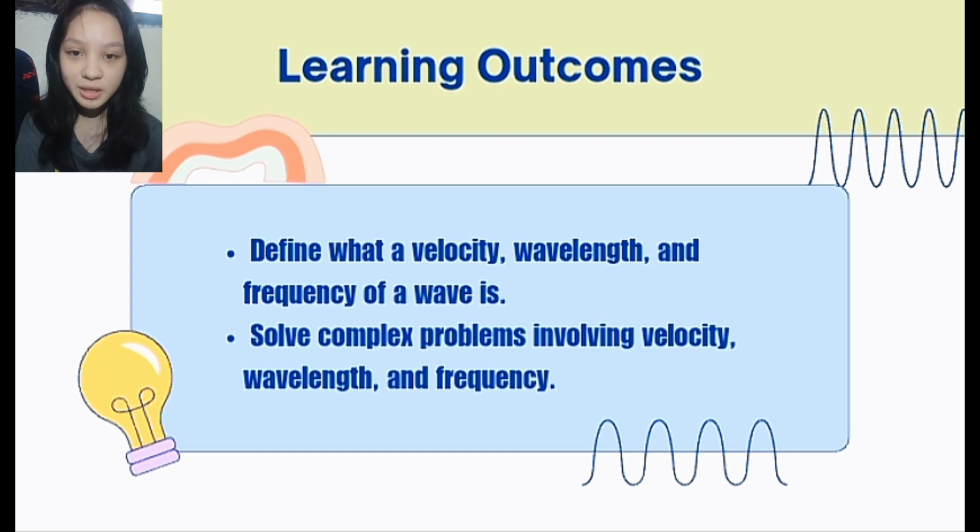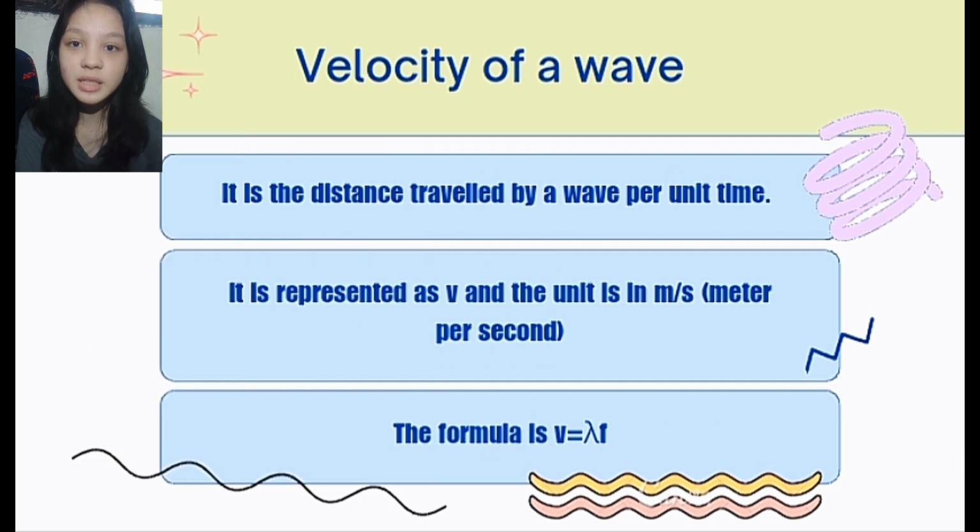So what is velocity? Velocity is the distance traveled by a wave per unit time. It is represented by lowercase v and the unit is in meters per second. The formula that we will use to solve this is velocity is equal to wavelength multiplied by frequency.